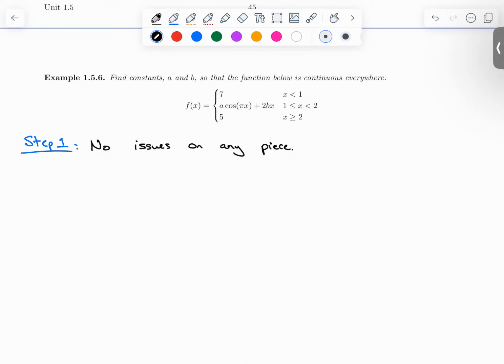I know it looks kind of wonky, but cosine is a continuous function. We're not dividing by 0. We're not taking the square root of a negative number. We're not taking a tangent of a number that doesn't exist, or a secant or a cosecant. It's cosine, and cosine is defined everywhere. So there's no issues on any piece. So instead, what we have to do is go to step 2.